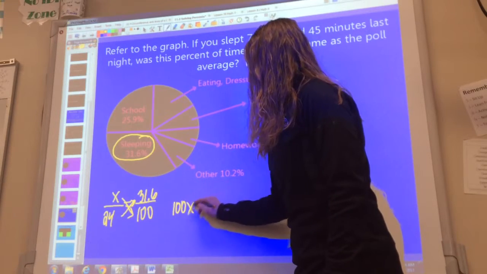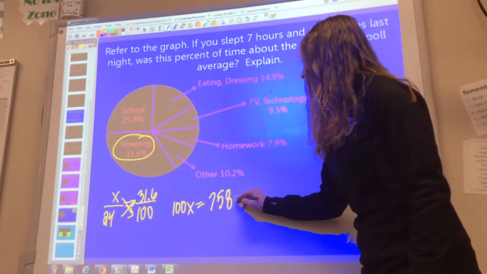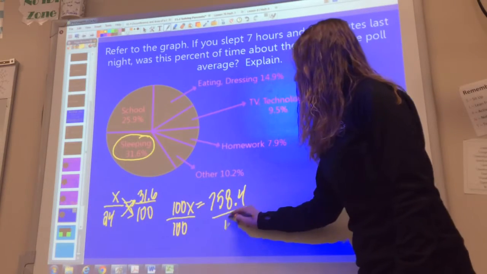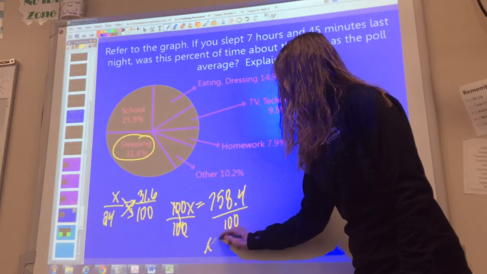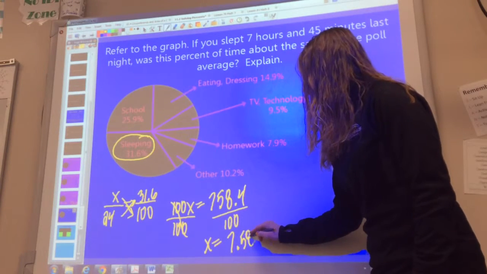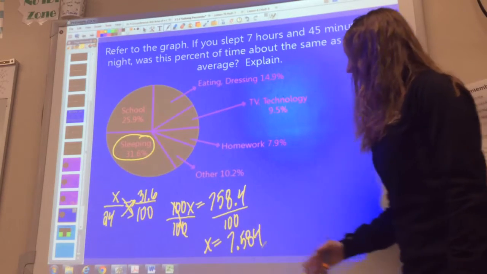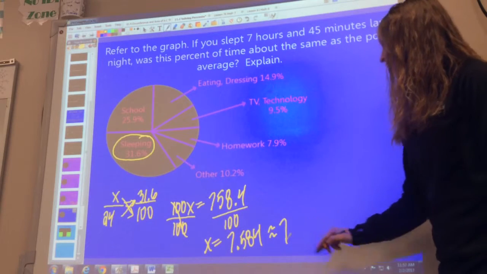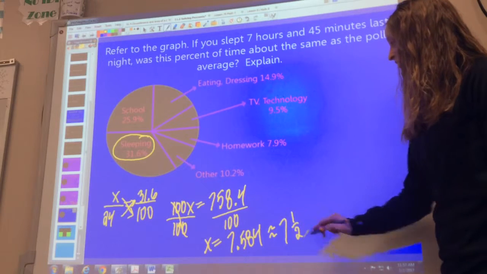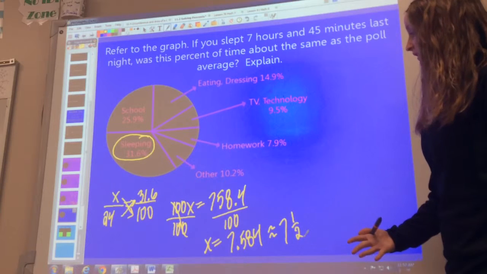So we get 100x equals, I need some help on this one. 758.4. Okay, awesome. Then what's our next step? Divide by 100. Now, this is where it gets a little tricky, but I need you guys to get your thinking caps on. You're smart enough for this. Okay? 7.58. Now, this is approximately 7 and what? 7.6. Yeah, but it's a little more than 7.5 hours. It's a little over, okay?